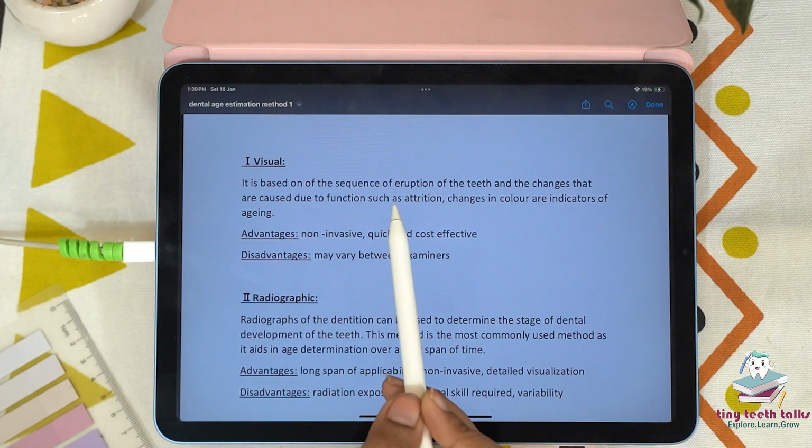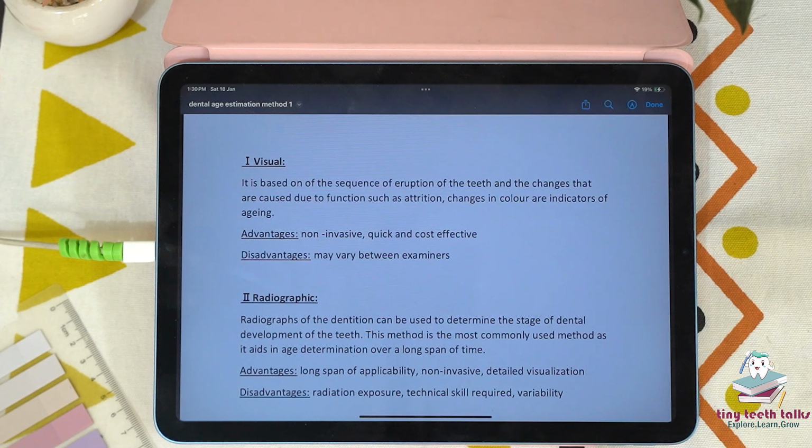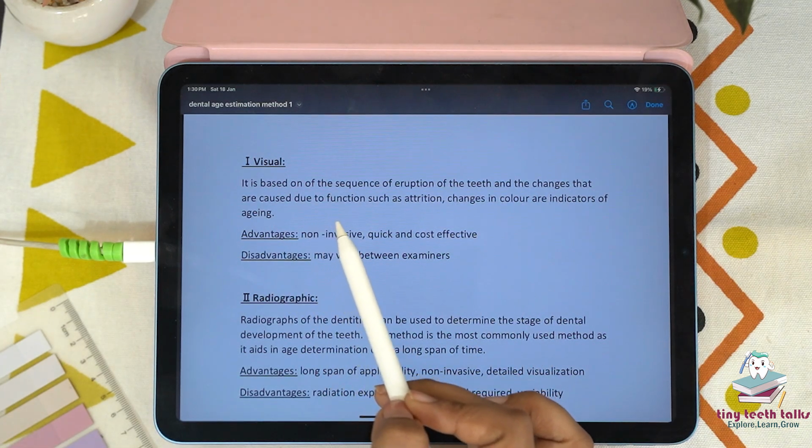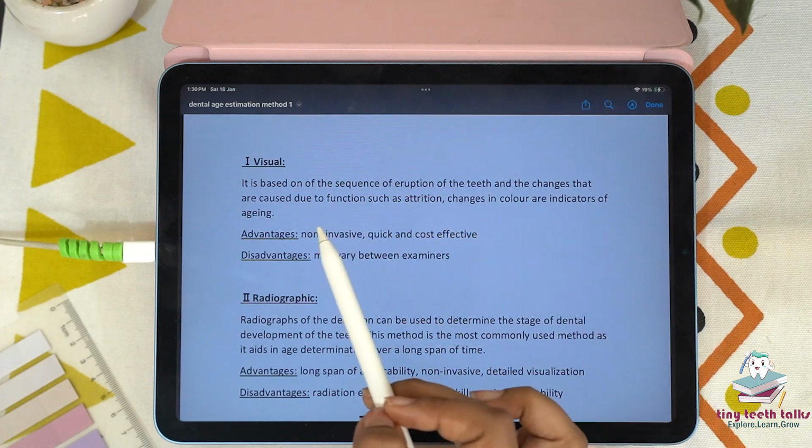First age estimation method based on the technique used is visual. It is based on the sequence of eruption of the teeth. By comparing the observed eruption sequence with the standard eruption chart, the age of the child can be estimated, and the changes that are caused due to functions such as attrition, changes in colors are indicators of aging.